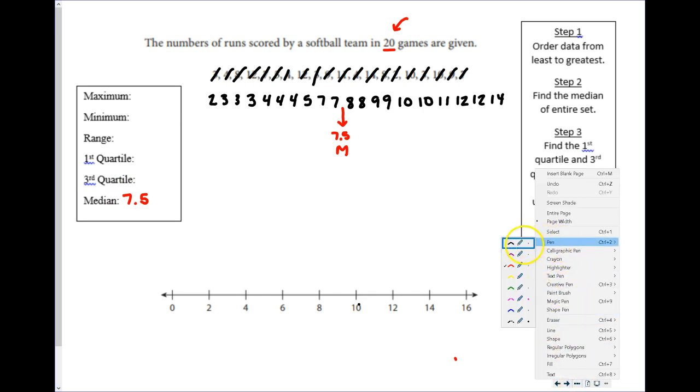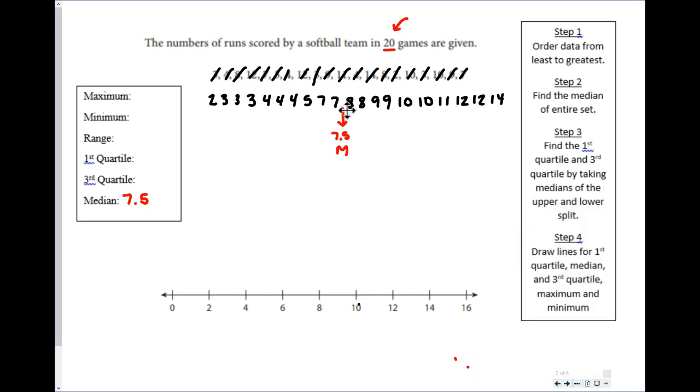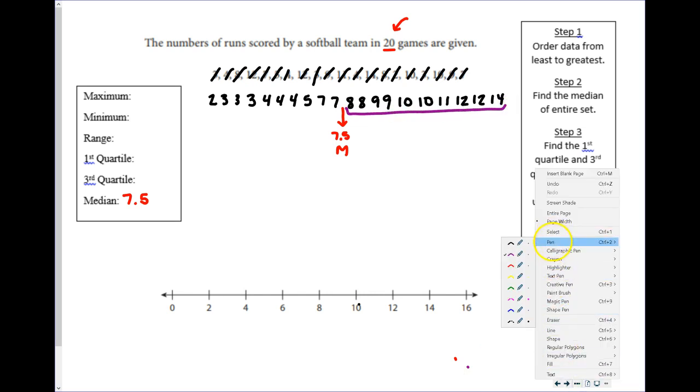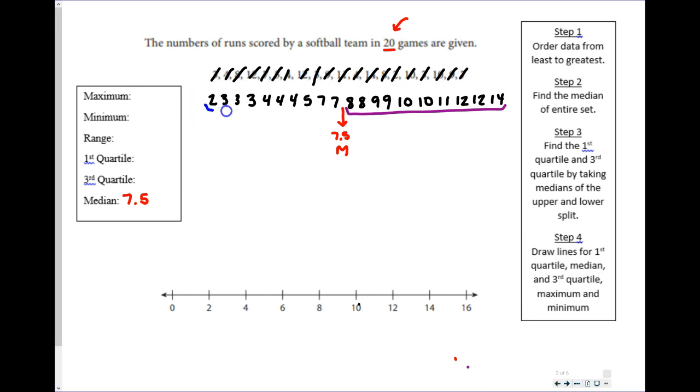Now you've got to find the median of the lower and the upper halves. My upper starts at 8 and goes to 14, and my lower starts at 2 and goes all the way to 7. Now I'm going to find the median of those. I've got 1, 2, 3, 4, 1, 2, 3, 4. So the median of that lower data set is these two values, 4 and 4, nicely the same number. So Q1 is 4. I'm going to label that 4.